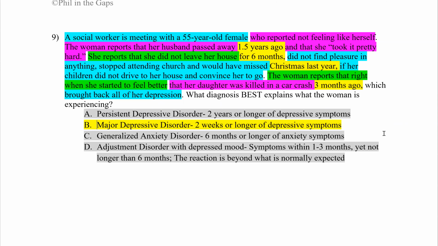It was getting close to the persistent, but we did not want to add that it was 2 years or longer. She had a period of being without symptoms for longer than 2 months, because she said things got better. And then 3 months ago, things got worse. So the correct answer here is B, major depressive disorder. So that's how we look at that question in particular.